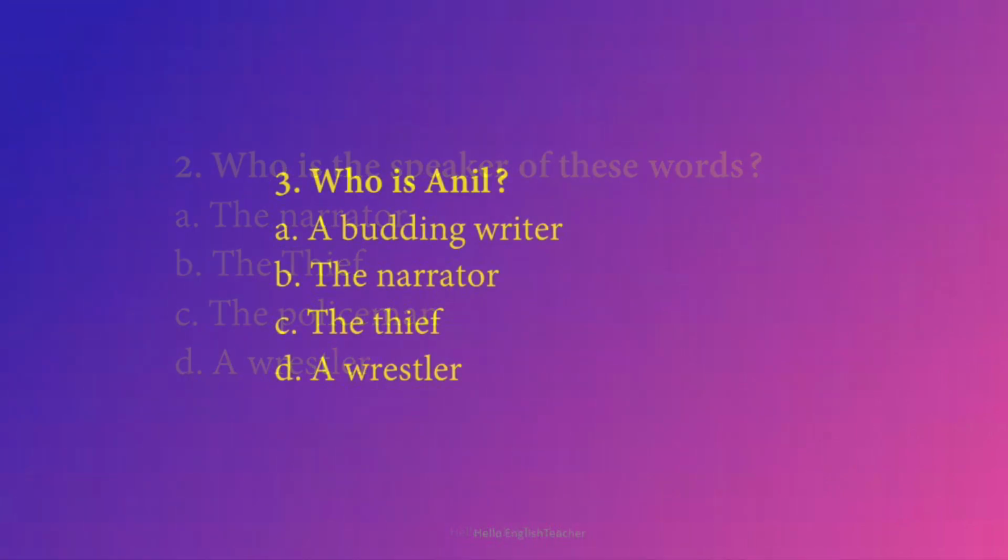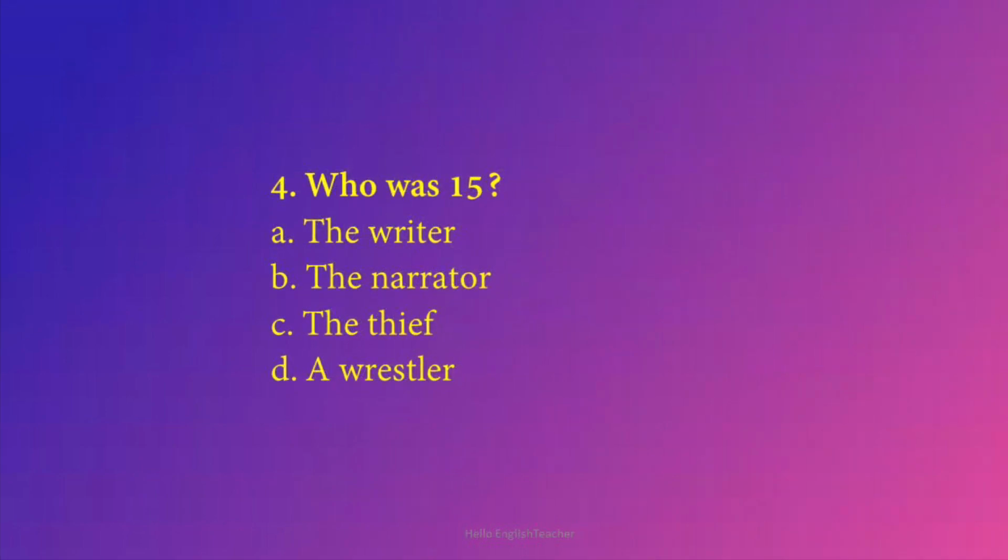So, let us look at the third question. Who is Anil? A budding writer, the narrator, the thief or a wrestler? So, Anil is a budding writer. He earns his money by writing. So, let's look at question number 4. Who was 15 years old? The writer, the narrator, the thief or the wrestler? So, we know that it is the thief who is the speaker. So, he was 15 years old.